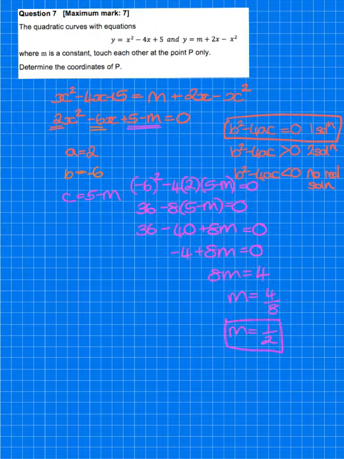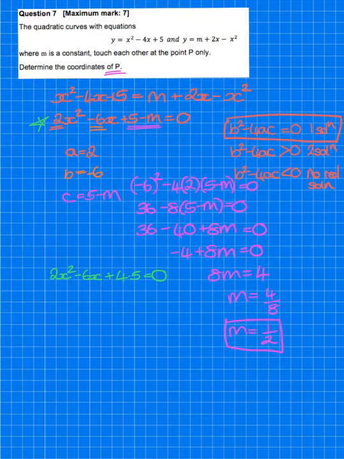So that's the value of m, but we need to determine the coordinates of point P. So we'll do that now. Okay. So now we know the value of m, we can sub that in to our original equation that we formed up here. And we've got 2x squared minus 6x plus 5 minus a half. So I'm going to go with plus 4.5 there, equals 0. And we want to solve that quadratic now.